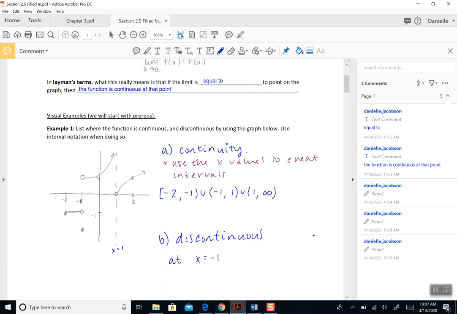All right, so let's finish listing our discontinuous spots now. So we already got that there is a break at x equals -1, and then we saw there was a break at x equals 1. So now we have our intervals of continuity and the spots where our function is discontinuous.